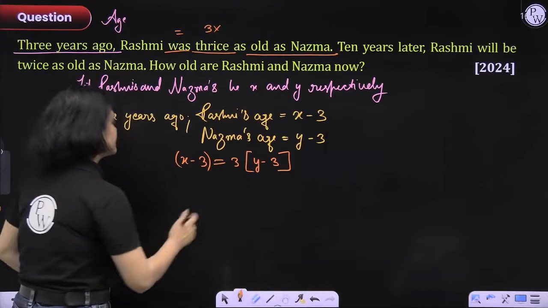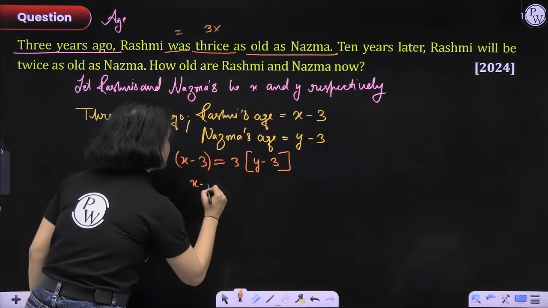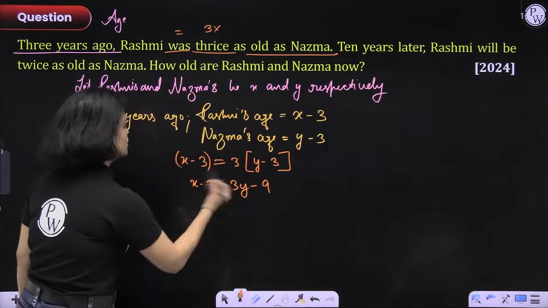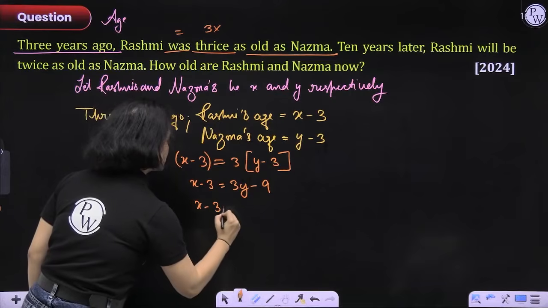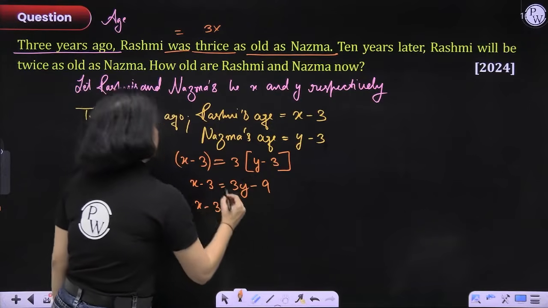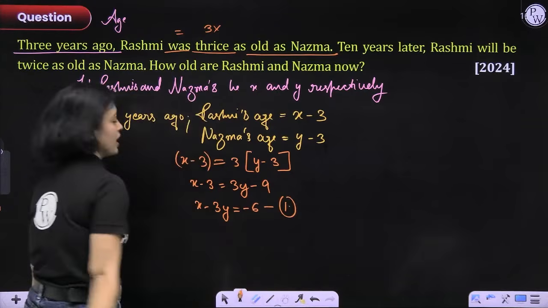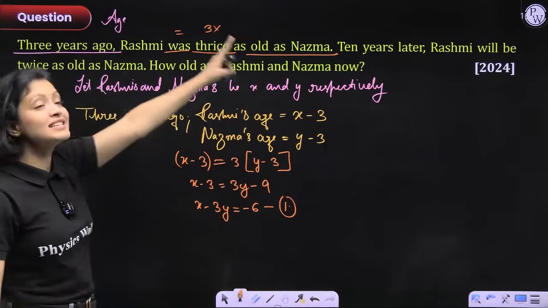You can simplify this, everyone. Let's just do that. So we'll get x minus 3 is equal to 3y minus 9. So let's bring it here. So x minus 3y is equal to minus 6. This is equation number 1. Okay? Now let's move on to the second statement.